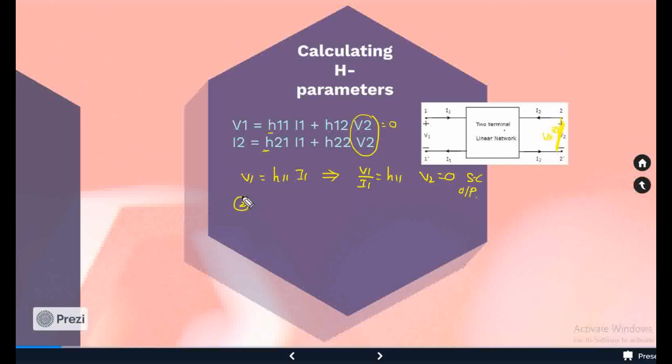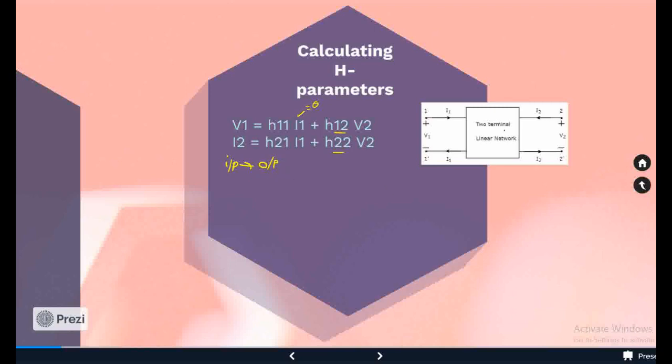Then the second equation is further represented as I2 equal to H21 I1, so that I2 by I1 is equal to H21. There also we are making V2 equal to 0, so the output is short circuited. H12 and H22 are calculated by making I1 equal to 0. Simply we can say that the input is open circuited.